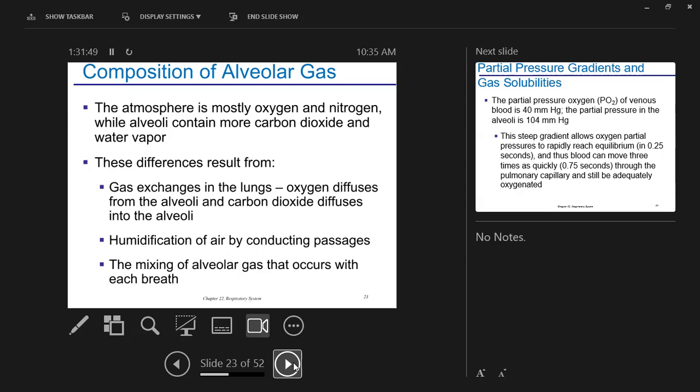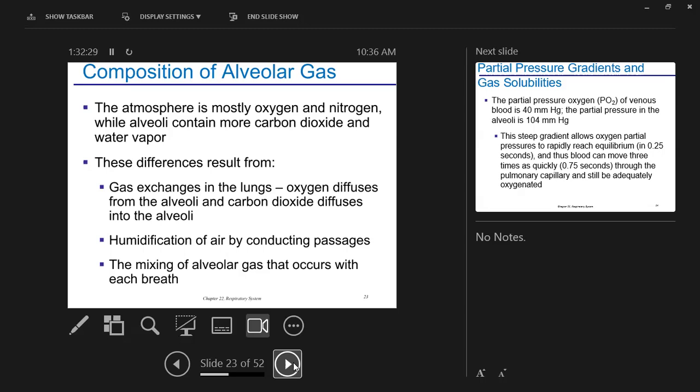Gases in the alveoli are different than outside air. Outside air is mostly oxygen and nitrogen, but inside the alveoli, it is oxygen and nitrogen and more carbon dioxide and water vapor. And you'd expect that because you have gas exchange. Carbon dioxide leaving the blood, going into the lungs. Well, that's all sort of being concentrated there in the lungs as it's coming out. You have a lot more CO2 in the lungs than you're going to have in outside air.